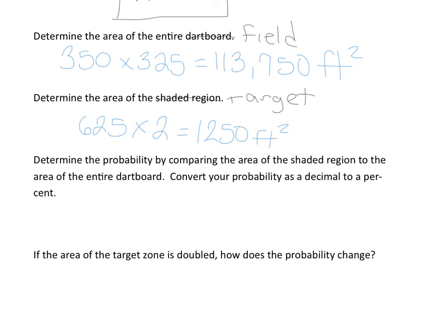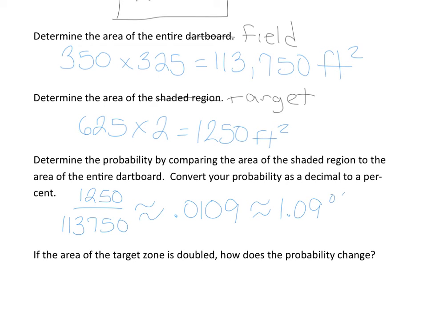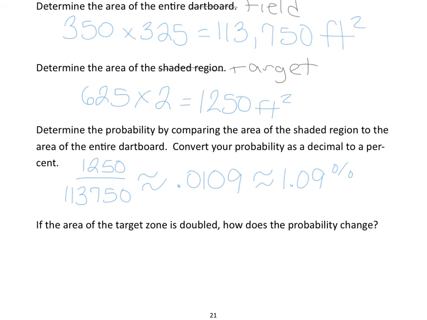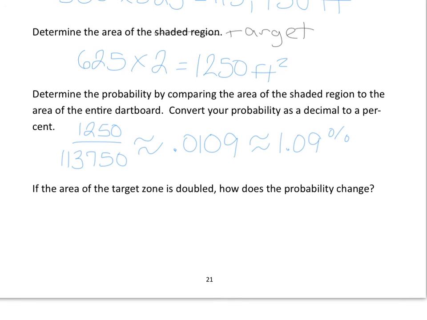And so we go ahead and calculate the probability by comparing the area of our new target to the area of the entire field. And once again, we're going to get a decimal, so that's not going to be very pretty, so we're going to have to use our estimation and rounding. And we find out that we're at approximately 1.09%.